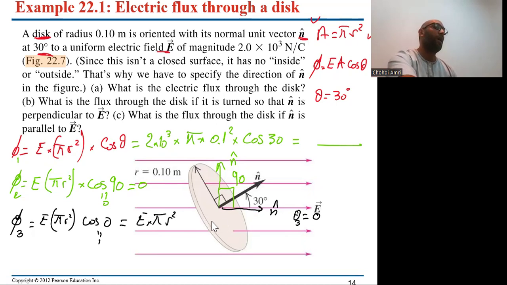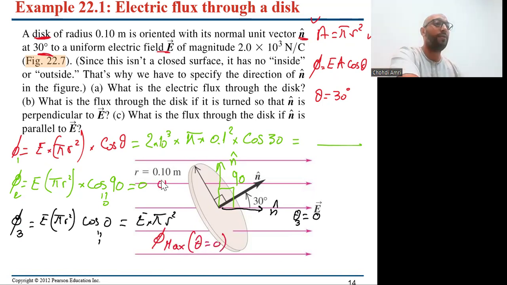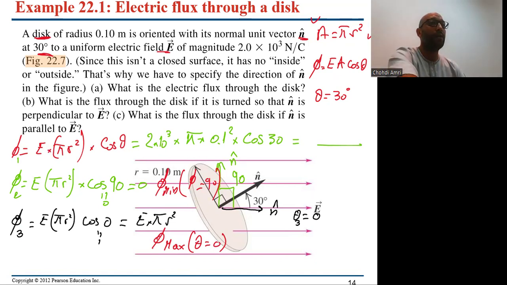Okay, good. And we are in the best case when the maximum number of electric field lines penetrate the surface of the disk. We can say that this is flux maximum when theta equals 0. This is flux minimum, that means when theta equals 90. Good. And this is in between, when we have an angle between the normal vector and the electric field. And we are done with the first part.